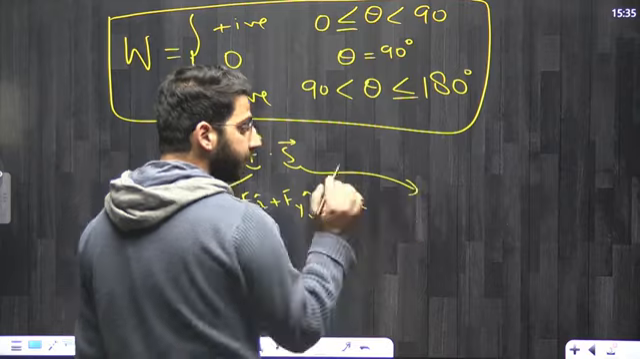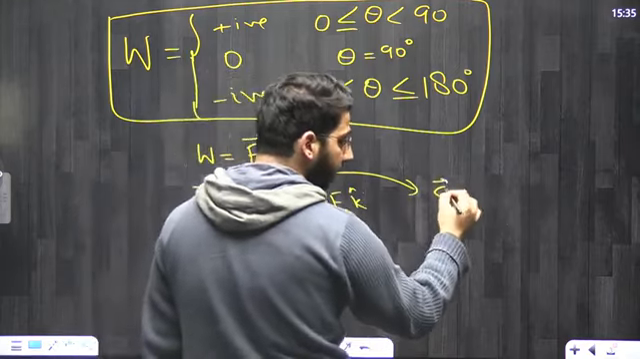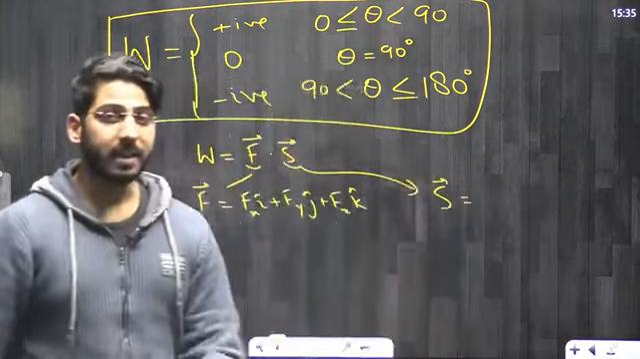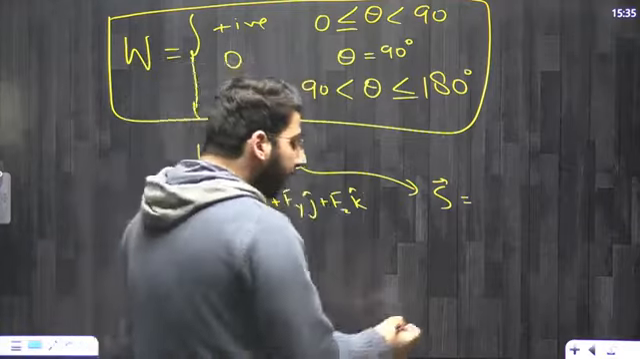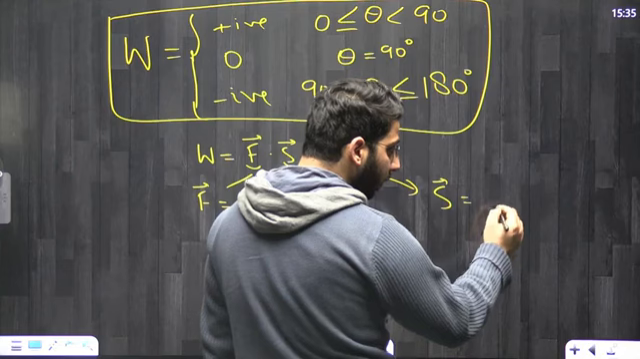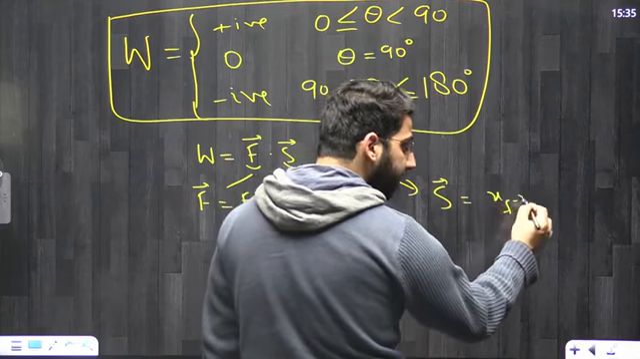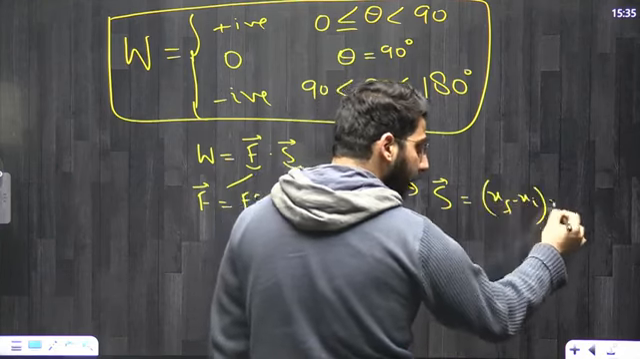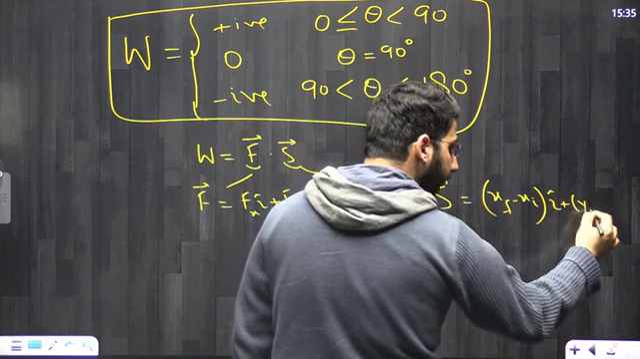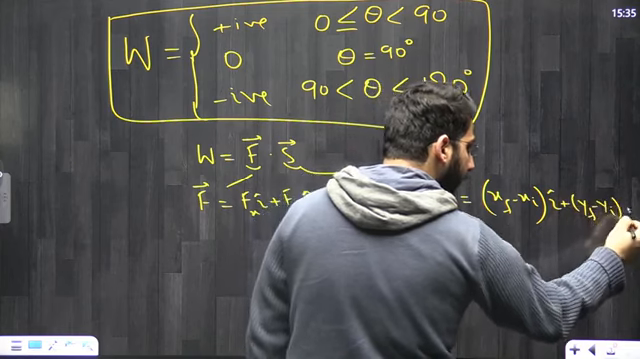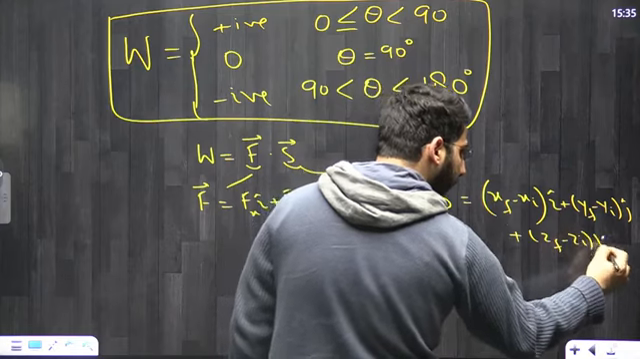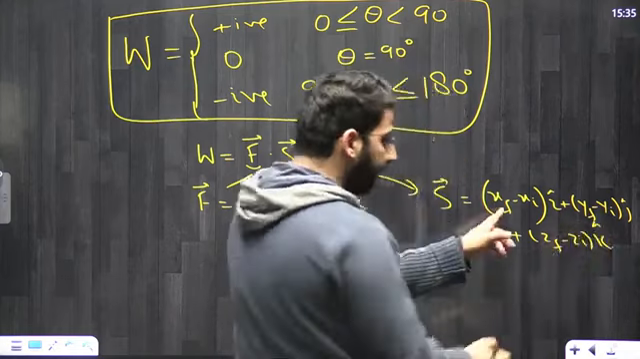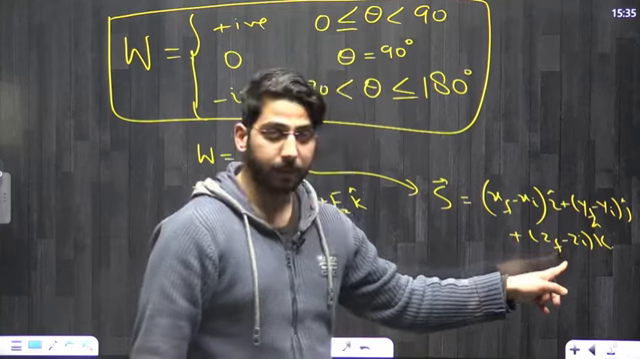Similarly, this displacement S could be written as, you know what displacement is? Displacement is final position minus initial position. So this displacement could be written as (x final minus x initial) i cap plus (y final minus y initial) j cap plus (z final minus z initial) k cap. So this is displacement in x direction, displacement in y direction, and displacement in z direction.